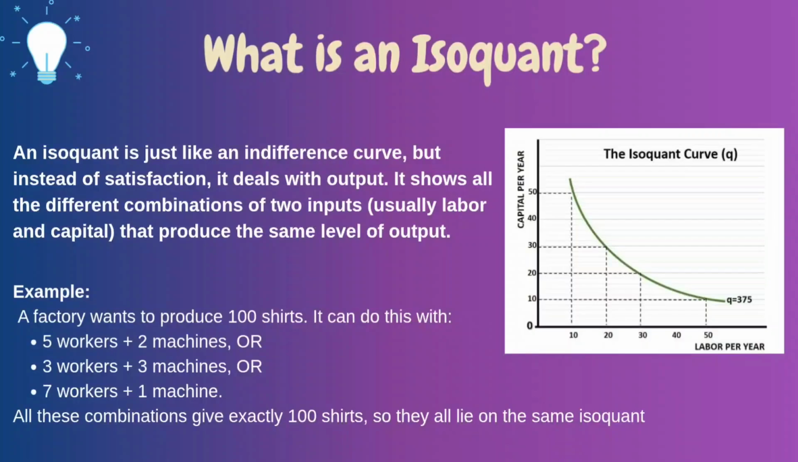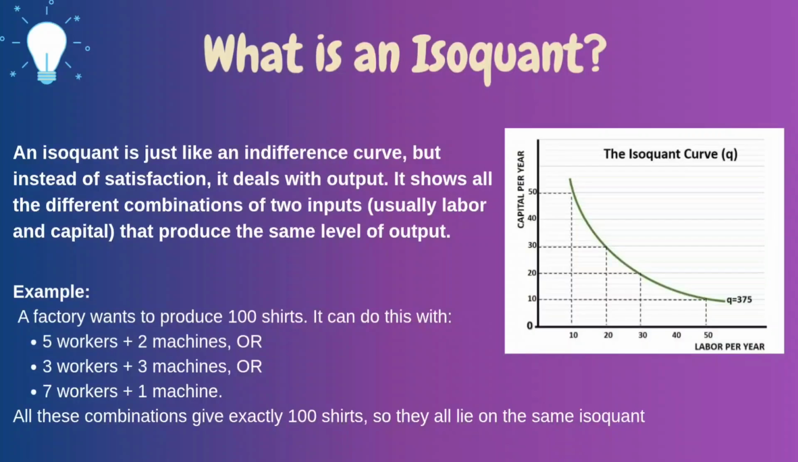Think of an isoquant like an indifference curve, but instead of showing satisfaction, it shows output. An isoquant tells us all the different combinations of two inputs, usually labor and capital, that produce the same level of output. For example, suppose a factory wants to make 100 shirts.